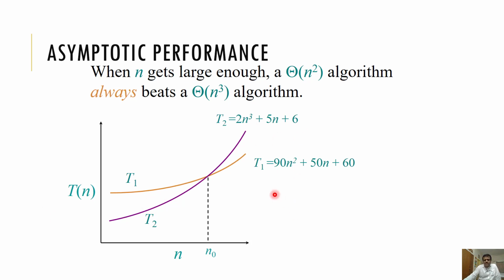Now, if you draw the graph, this is our T2 and this is T1 and this is n. For lower values of n it may mislead us, because for lower values of n, T2 is better. But if you observe the run time for large n, after some point, T1 is the better run time, because T1 is an order of n square algorithm and T2 is an order of n cube algorithm. So, obviously, an order of n square algorithm is better than an order of n cube algorithm.